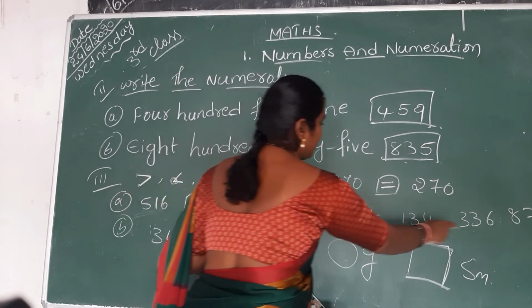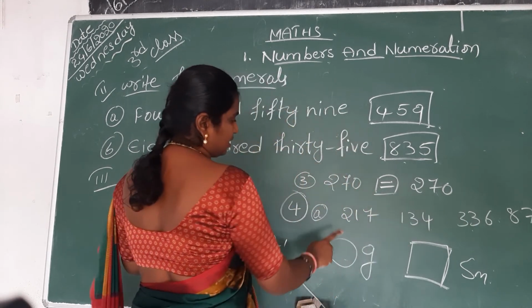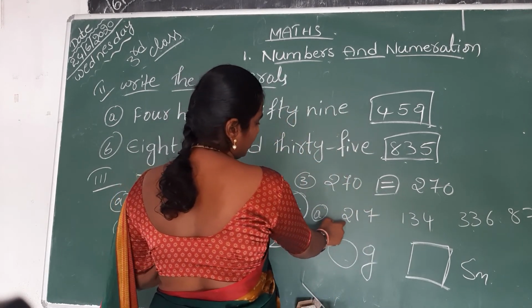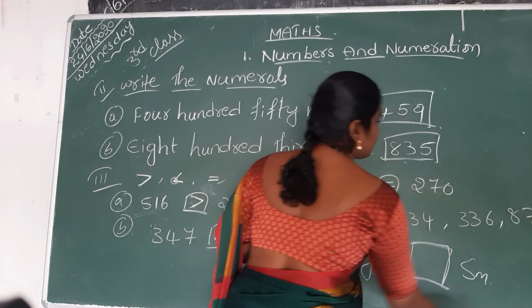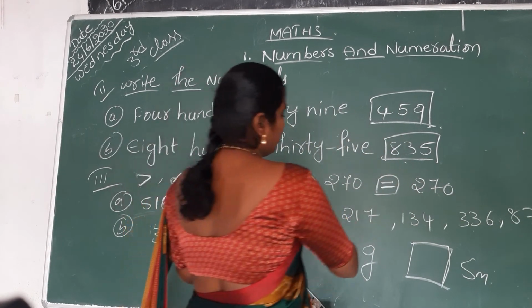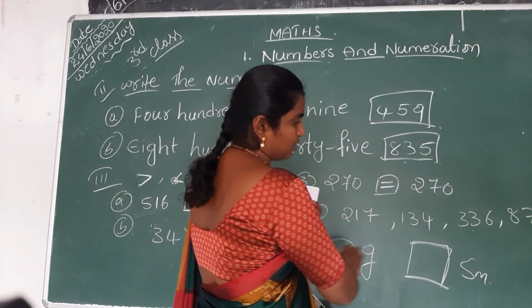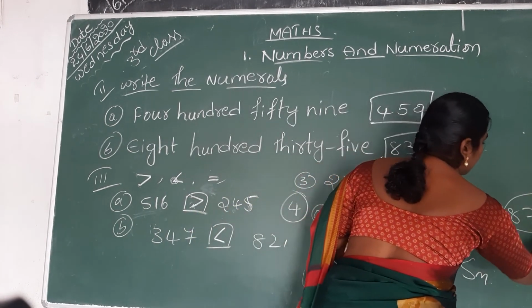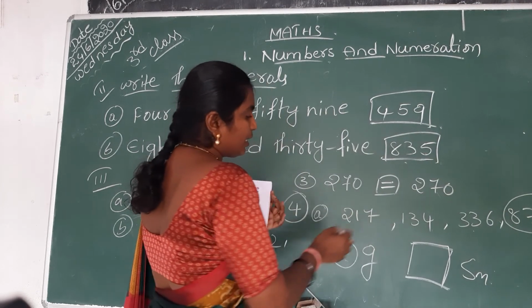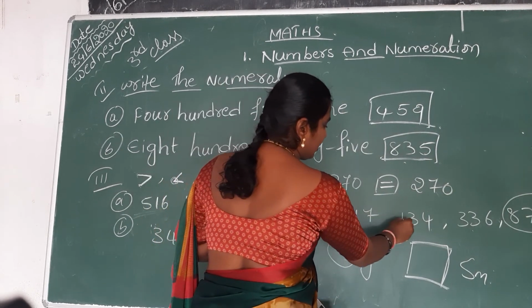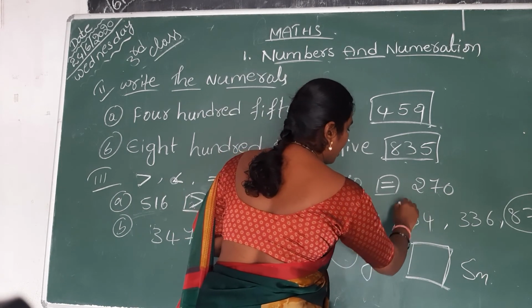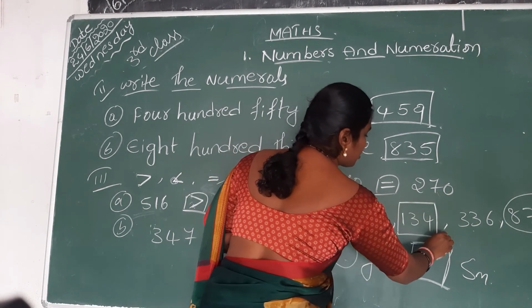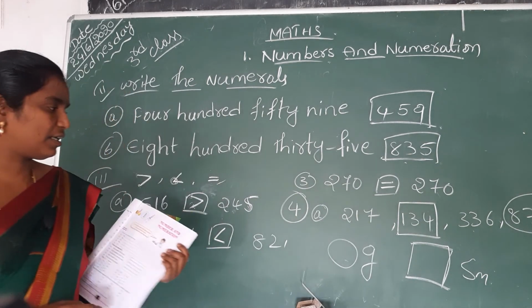In these four numbers, 217, 134, 336, 872, which one is the greater number? Which is the big number compared to these four numbers? 800, no? So you have to circle the greater number. Next, which one is the smaller number? 1 is the small number compared to the remaining two numbers. So you have to draw the square box for the smaller number.